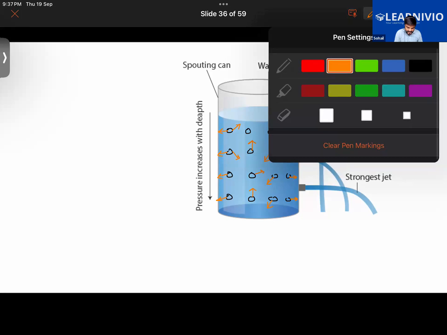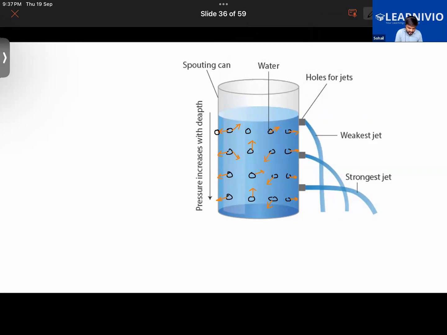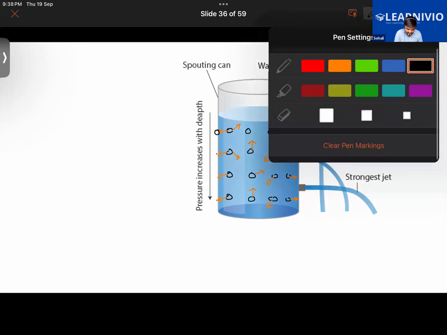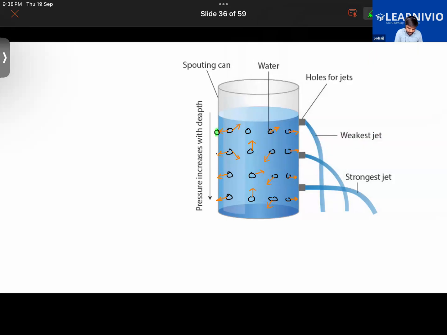So here we learned that on a given unit area, let us say this is a very small unit area on which the molecules are hitting. Molecules of water are hitting on this small unit area, and they will be hitting it with some force.